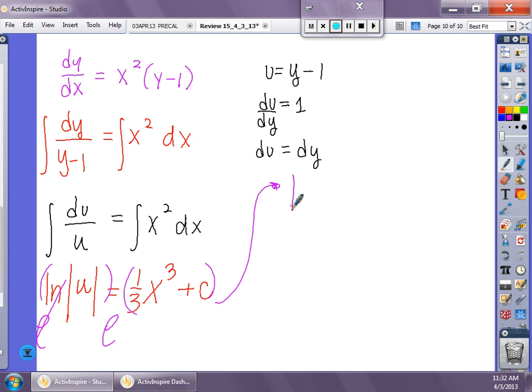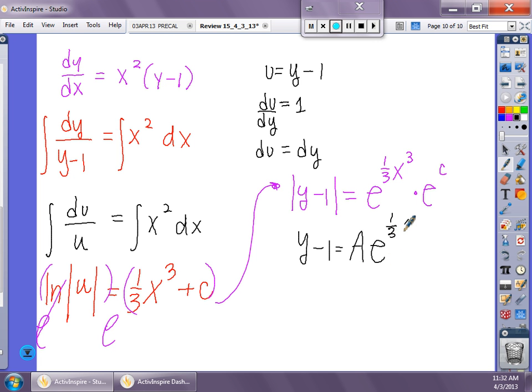I'm going to replace my u now, because I want it in terms of y. E to the c. Alright, let's get rid of the absolute value, along with this e to the c all at once. I'm just going to skip one little step there, because we did it literally in the last question. Alright, and then we get this. Y is equal to a e to the 1/3 x cubed plus 1.